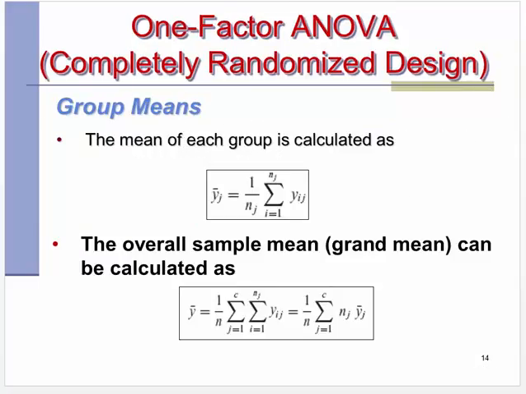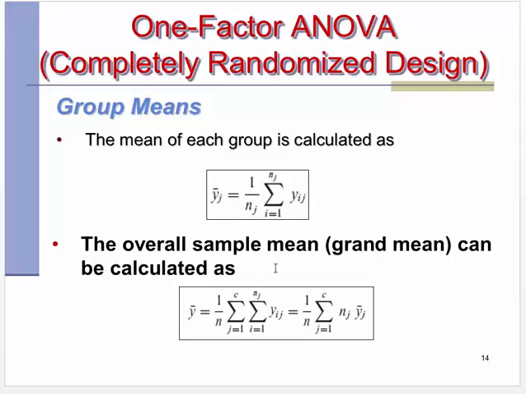And in calculating ANOVA, when we use a completely randomized design, we can calculate the means of each group, each treatment group. The mean of each treatment group is y bar j equals the sum of all the values in the group divided by the total number of observations within that group. So that is the mean of each group.